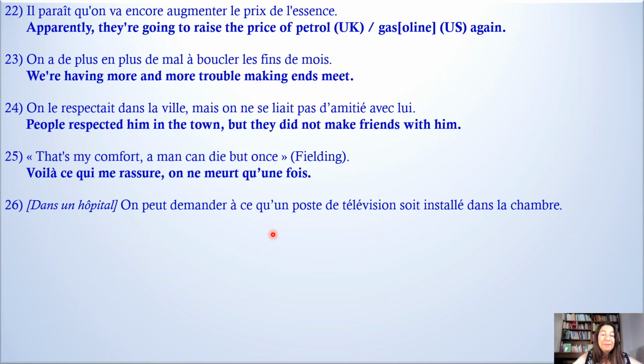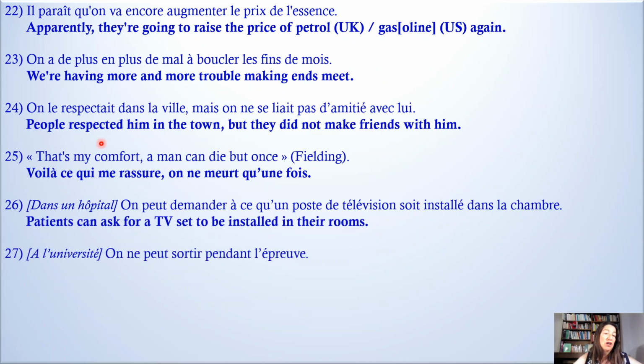On peut demander à ce qu'un poste de télévision soit installé dans la chambre. Who's on in that case? Since we are in a hospital, then on is clearly the patients. Therefore, it is possible to translate the pronoun on by the noun patients, because the analysis clearly shows that they refer to the same reality. So patients can ask for a TV set to be installed in their rooms.